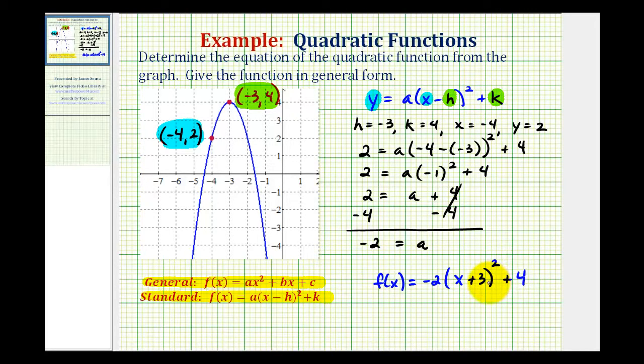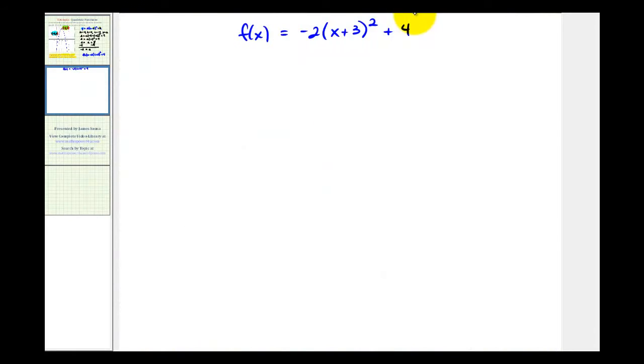But since we want this in general form, we'll have to multiply this out, combine like terms, and then put the terms in descending order so it's in general form. So let's do that on the next slide. So we'll start by squaring the quantity x plus 3. Remember, there are no shortcuts. We'll have to write that out as 2 factors and then multiply the 2 binomials.